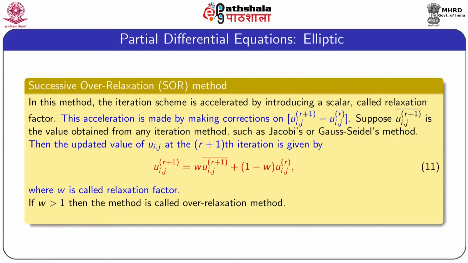Now if w is strictly greater than 1, then the method is called the over relaxation method. If w is exactly equal to 1, then the method is called the Gauss-Seidel iteration method, and if w is less than 1, then the method is called the under relaxation method.